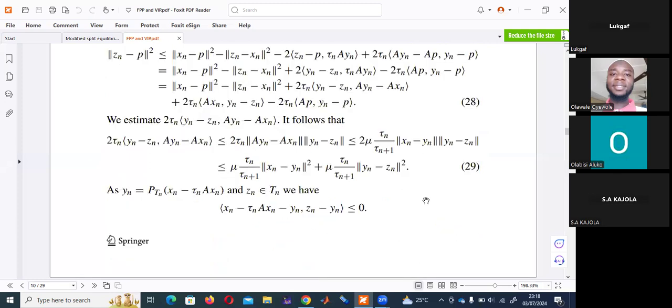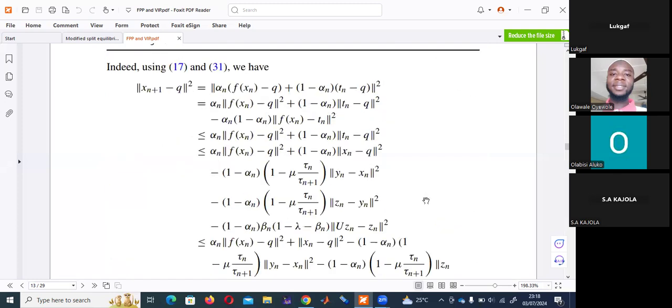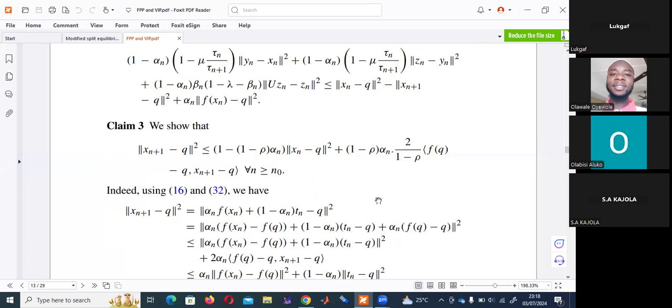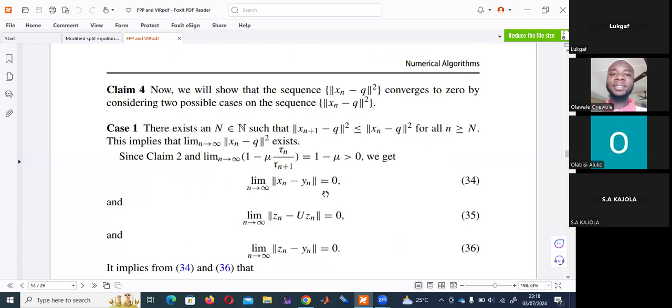Now let's check the limits they established here. Let's see the first one. Can you see this first one? Yes, sir. This is for the VIP. See the second one again. This is for the fixed point. Now, this is another limit.